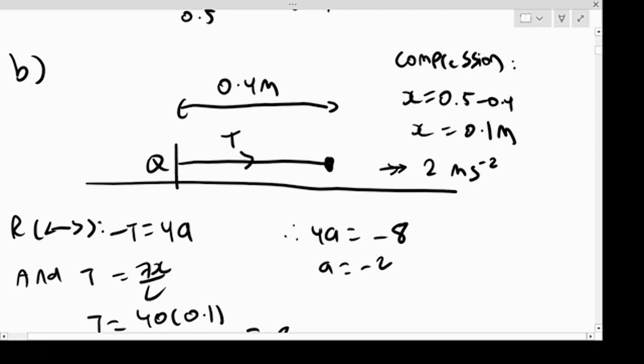But there we are. So we have this question here now. We're told a particle of mass 2 is attached to one end P of a light elastic spring. The other end Q is attached to a fixed point O. The spring has natural length 1.5, modulus of elasticity 40. The particle is held at a point 1 meter vertically above O and released from rest. Find the initial acceleration of the particle.